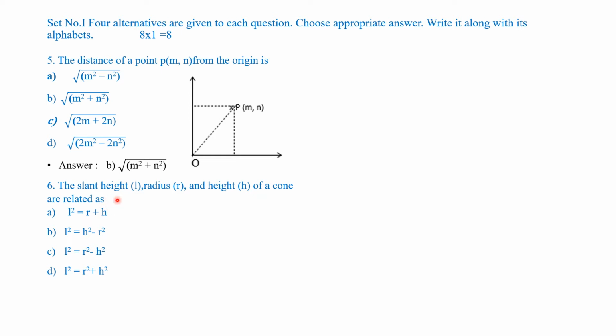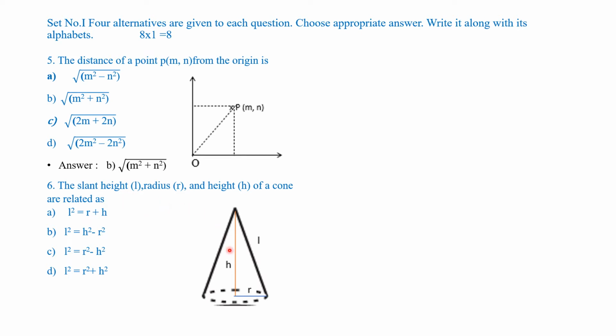Question number 6. The slant height L, radius R and height h of a cone are related as: there are 4 options A, B, C, D. Please read them yourself while I am explaining. This is a cone, a diagram of a cone which is circular at the bottom and pointed at the top, and it has 3 dimensions: the slant height L, radius R and the vertical standing height h. So he is asking about the slant height.